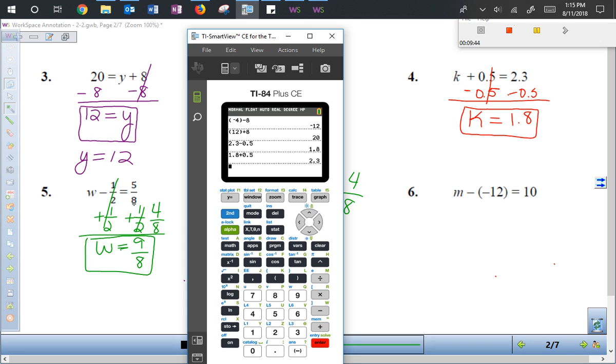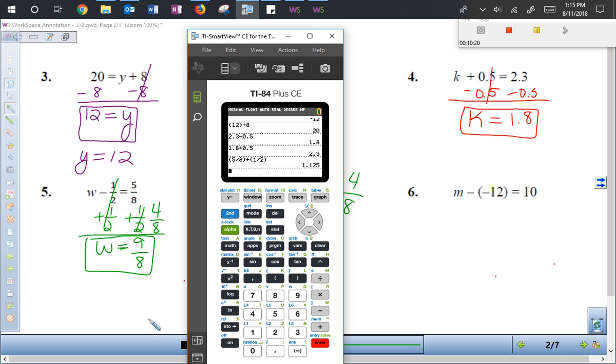So how we write that would be parentheses 5 divided by 8, close your parentheses, plus, now I want to add 1/2, so parentheses, 1 divided by 2, close your parentheses. And when we add those together, I get a decimal. Now we don't ever want a decimal as our answer unless they give us decimals to start with. Whatever they give you to start with, that's what you need to end up with. So since we started with fractions, you need to end with fractions.